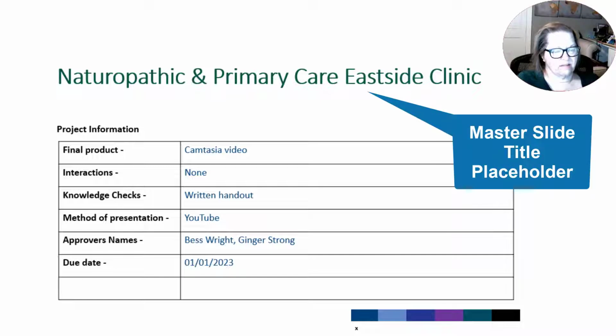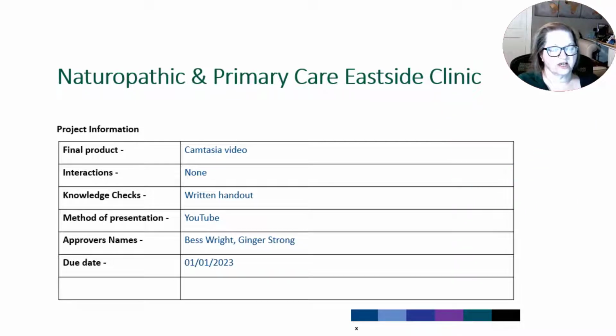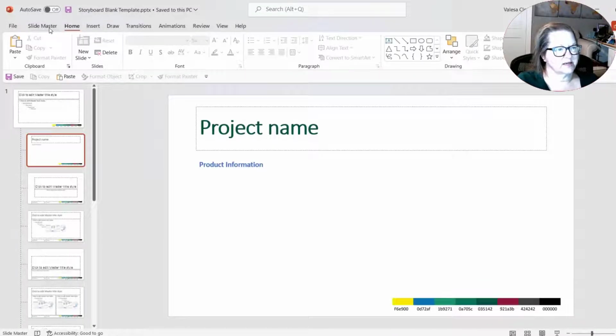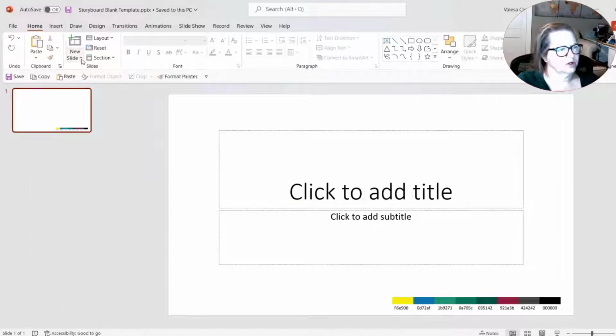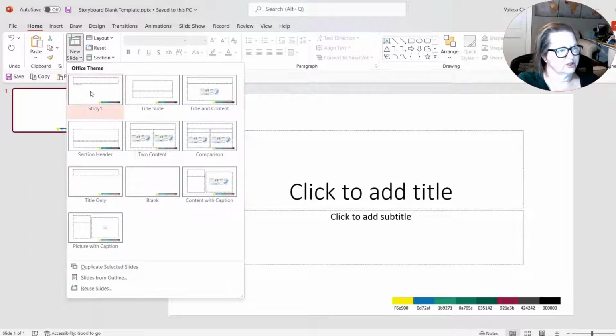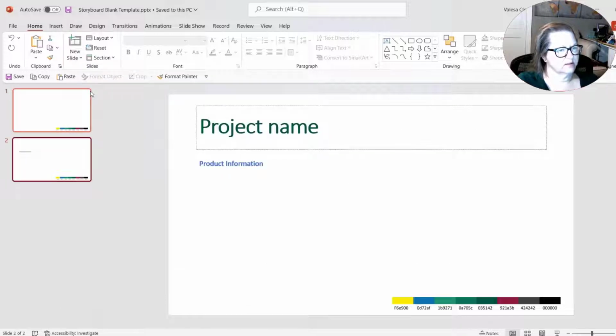The project name box is a master title slide placeholder, and changing the words in there just changes the prompt to tell the user that some text needs to go here. You can change these in any one of the master template placeholders. So now that we've added in the text, we'll go back to the Slide Master tab and close the master view. We will go to Insert New Slide and choose Storyboard 1.